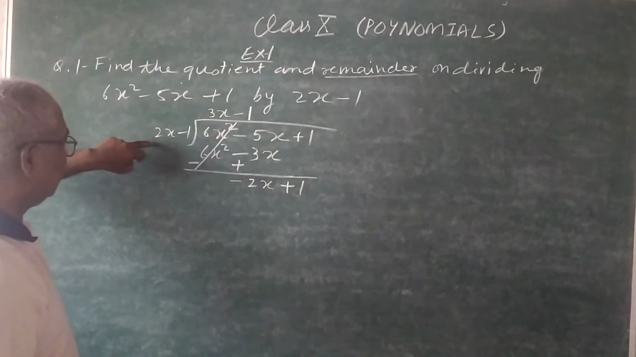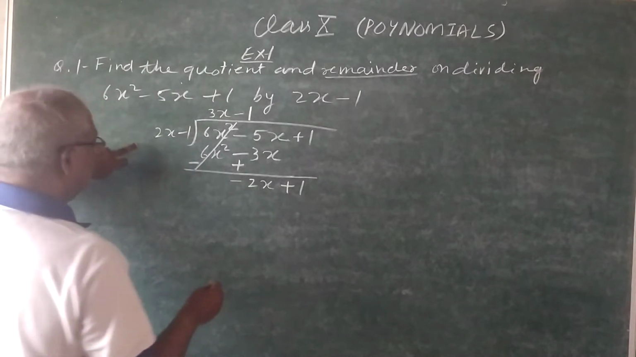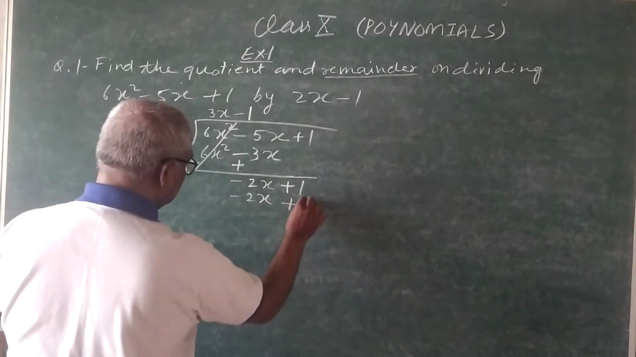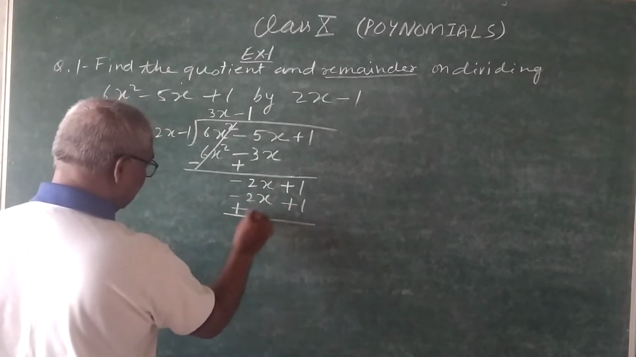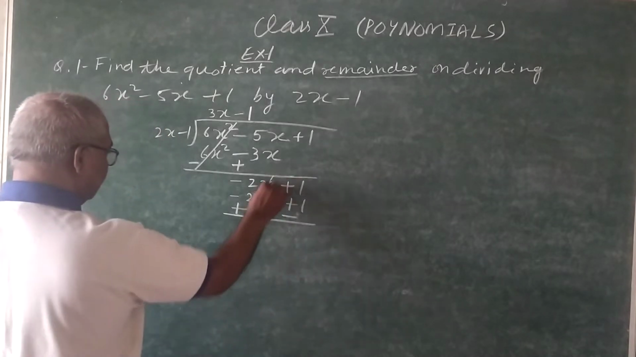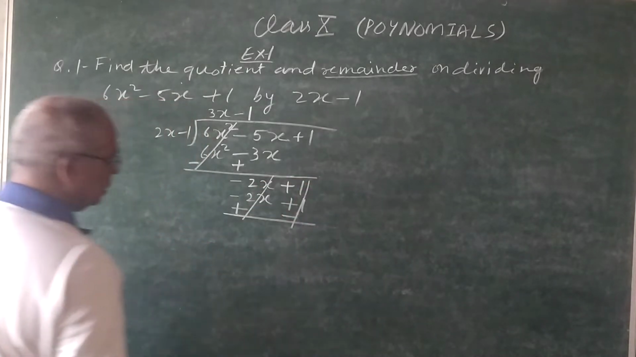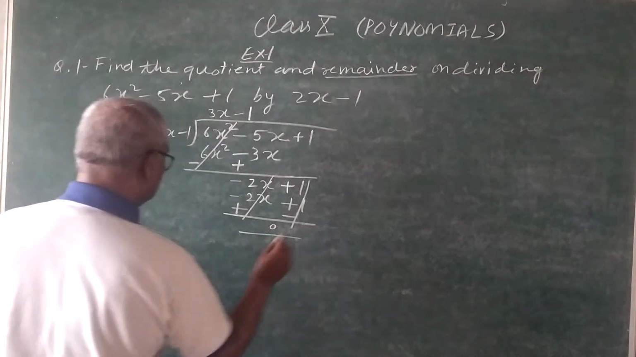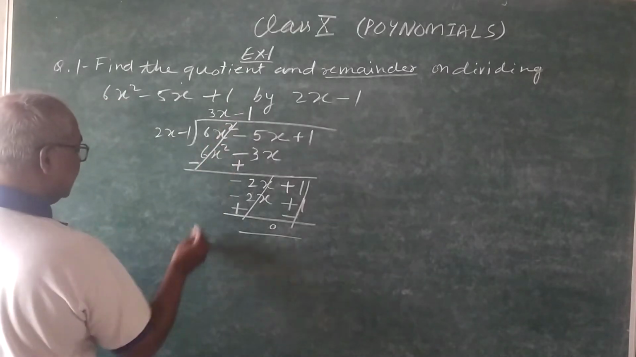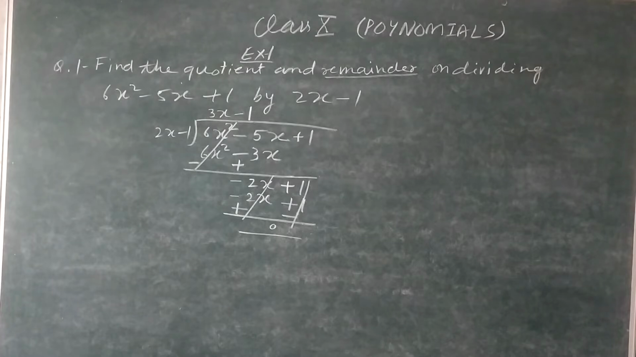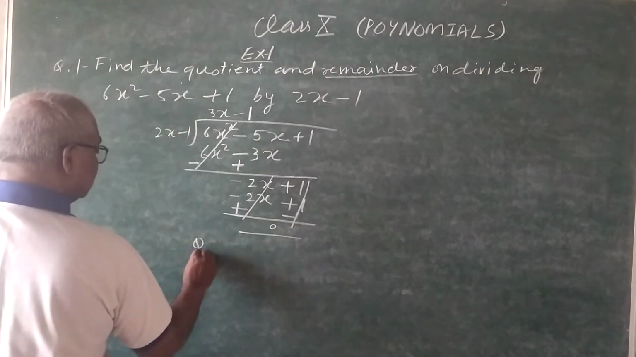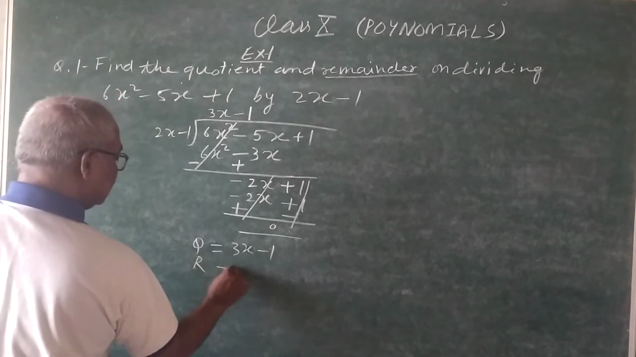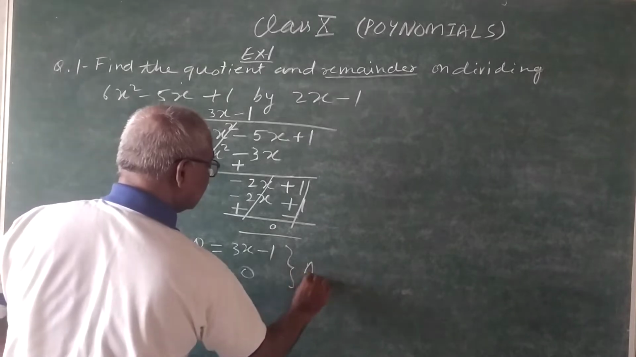So minus 1 multiplied to this 2x minus 1: minus 2x, and minus 1 into minus 1 is plus 1. Now change their sign, plus, and here is minus. So they cancel each other, and 1 and minus 1 also cancel each other. Now the remainder is 0. So the quotient q is 3x minus 1, and the remainder r is 0. That is your answer.